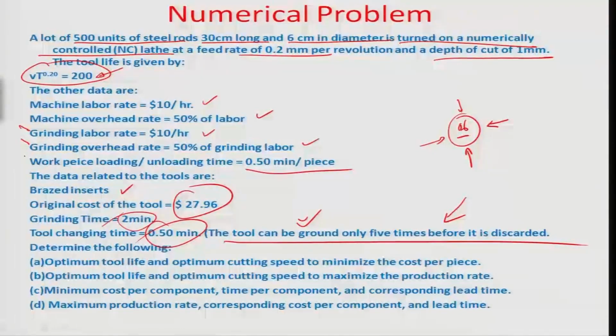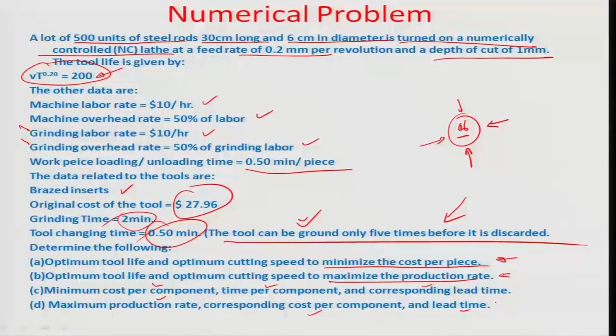And we need to now determine the optimum tool life and optimum cutting speed, so that it works on a minimum cost model or maximum production rate model, and then also the minimum cost and maximum production rate, which are obtained from the conditions as given earlier. We also need to estimate the time per component and the lead time, and similarly in the production rate model estimate the corresponding cost per component and the lead time.